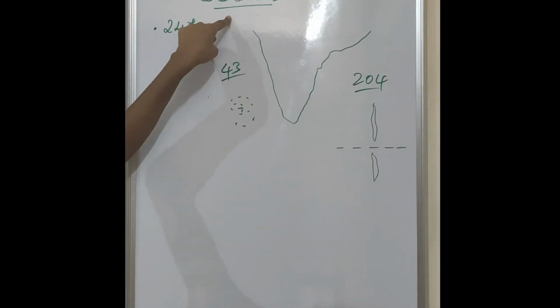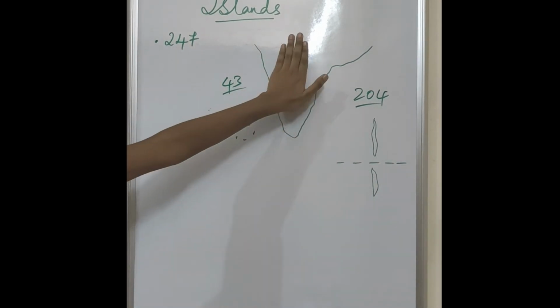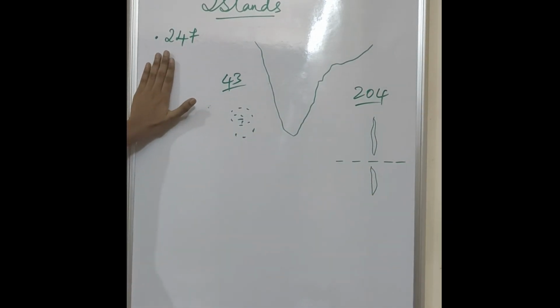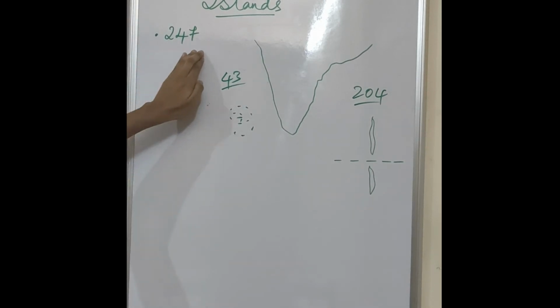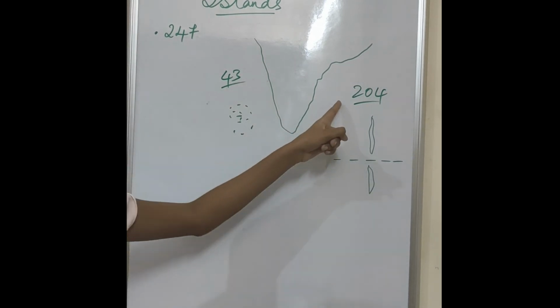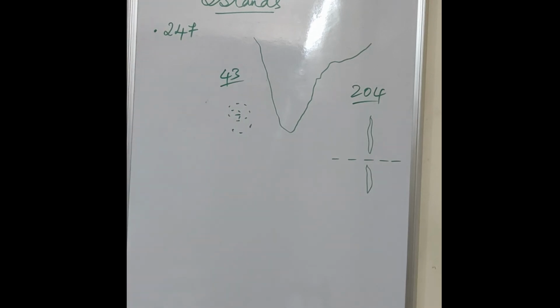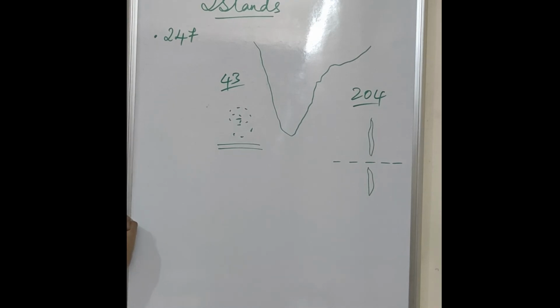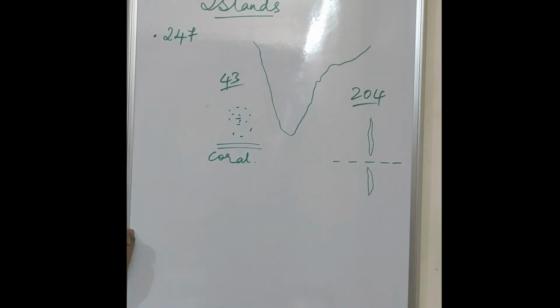Now let's learn about the last physical feature, which is islands. So other than the mainland, we have quite a good amount of islands. As part of India, we have about 247 islands, out of which 204 are in the Bay of Bengal and 43 are in the Arabian Sea. Now, the islands in the Arabian Sea are called the Lakshadweep Islands, and they are coral islands. Coral islands. You know that corals are actually sea animals.